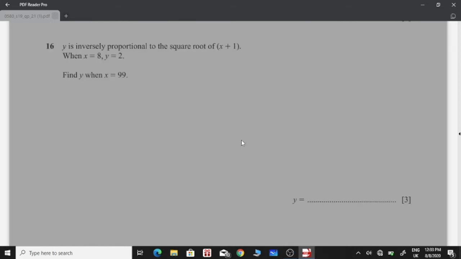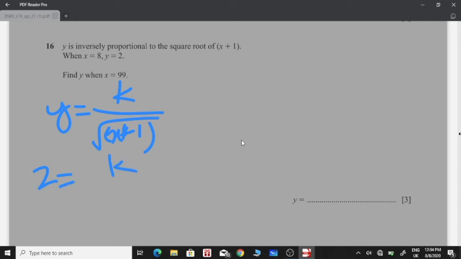Question number 16. y is inversely proportional to the square root of x plus 1. Alright, so I'm going to write this. y is inversely proportional, which means we have an unknown value k divided by root of x plus 1. Alright, so when x is 8 and y is 2, we are going to substitute the values in the formula. We have x as 8. When we add 1, this becomes 9, and root of 9 is equal to 3. So we have k is equal to 2 into 3, which is 6.